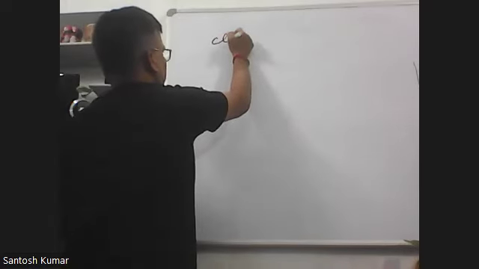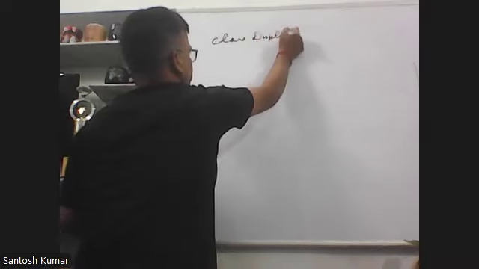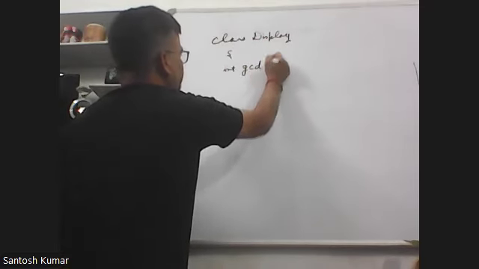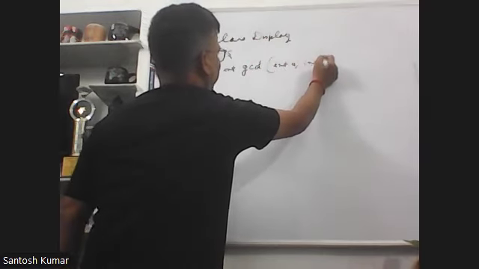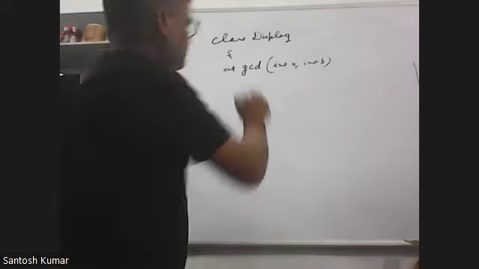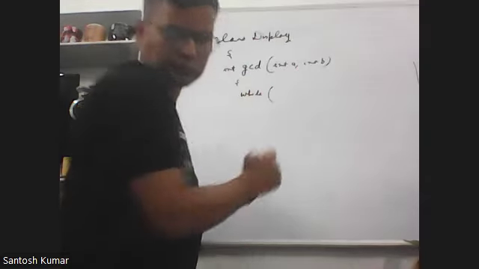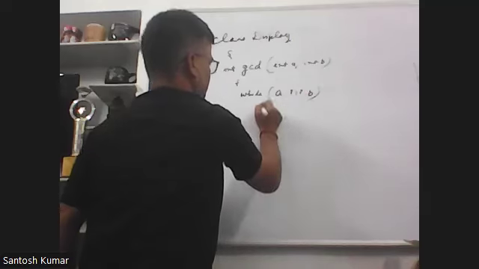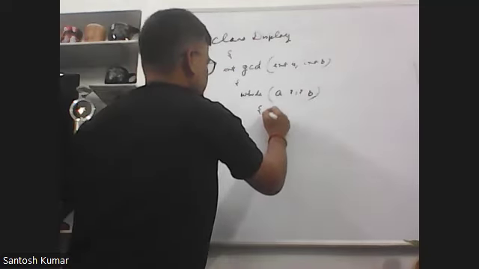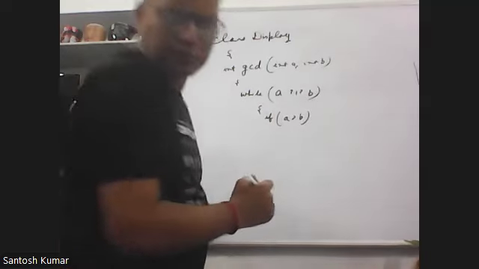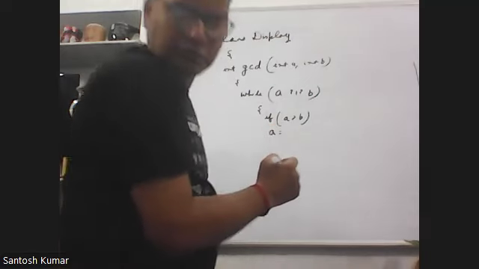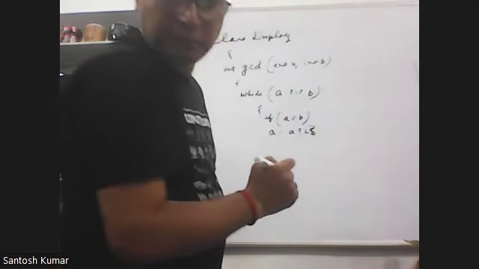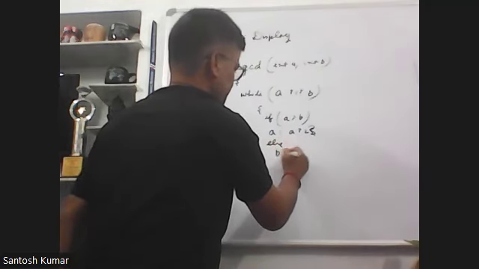This class display int GCD(int A, int B) while, in the loop, if A is greater than B, A equal to, else B equal to.